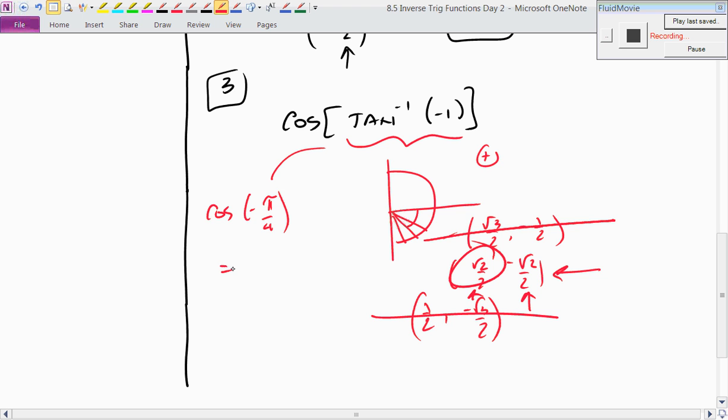So what would it be? Negative root 2 over 2? No, it's positive root 2 over 2 because cosines are positive in quadrant 4. So all of this stuff is a positive root 2 over 2. You guys following? All right.